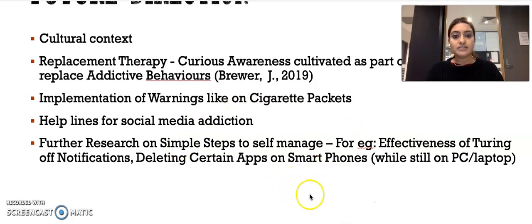Further research on simple steps to self-manage, such as stopping notifications for certain apps, deleting certain apps on smartphones, while measuring whether there was more usage of Facebook on smartphones or on laptops and computers. Further research could be carried out in those areas.